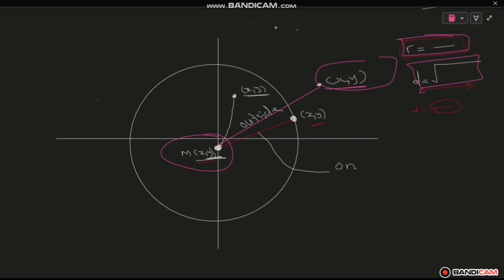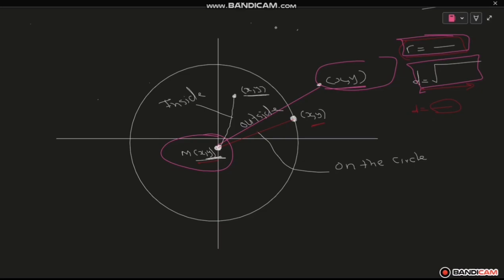because the distance is greater than the radius. But this one here is on the circle. Why? Because the distance between the center and that point equals the radius, so it lies on the circle. Then this one lies inside the circle. Why? Because the distance is less than the radius. I'm not sure if you understand it, but let me try to simplify it further for you guys so that you can understand.